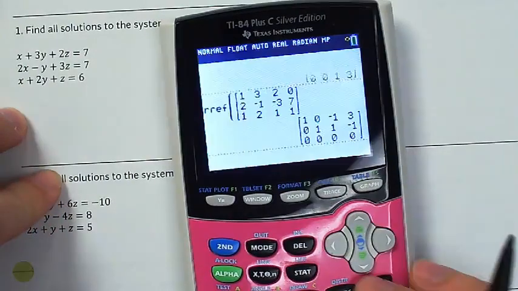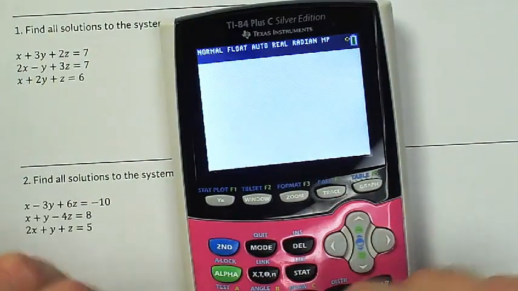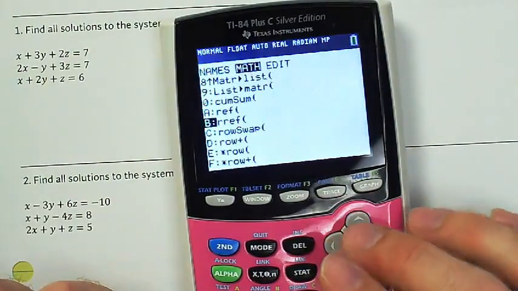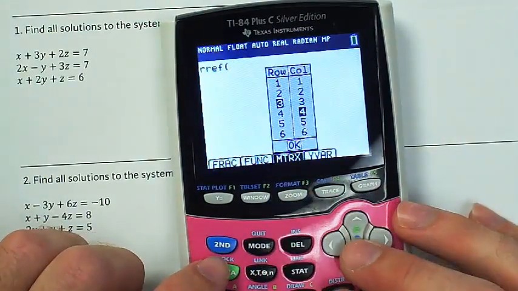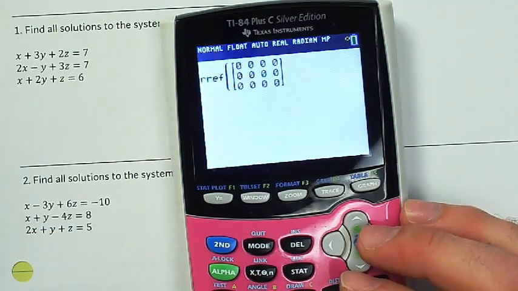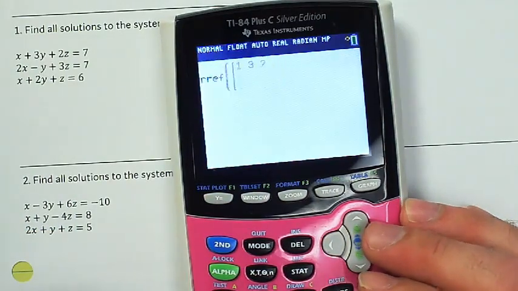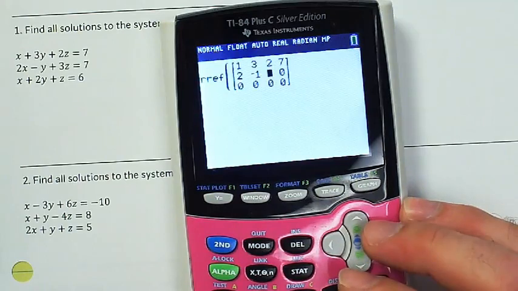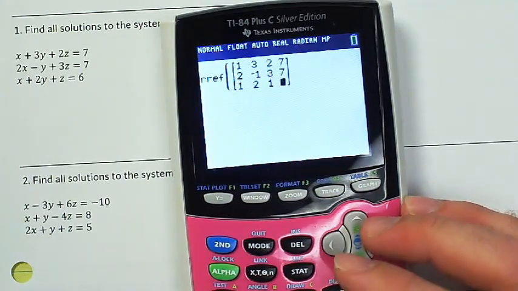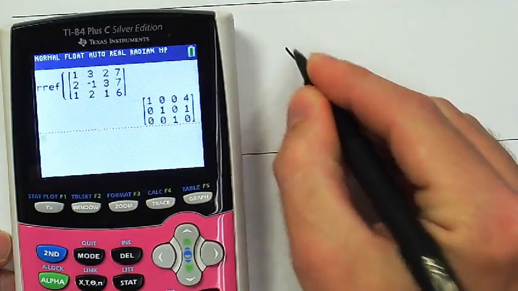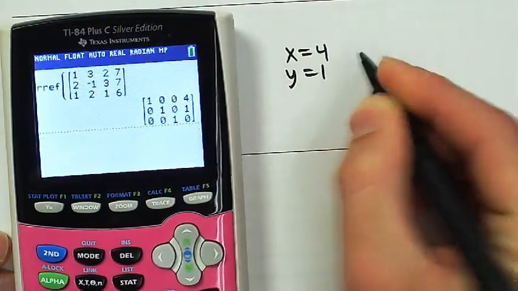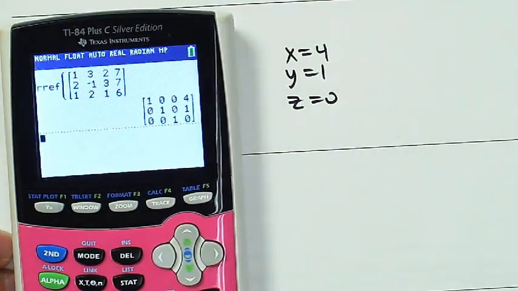All right, find all the solutions. So I'm going to ask for RREF of this 3 by 4. I'm going to type in 1, 3, 2, 7, 2, -1, 3, 7, 1, 2, 1, 6. Have it reduced, and I've got myself a unique solution, 4, 1, 0. So I'm going to say x equals 4, y equals 1, z equals 0.